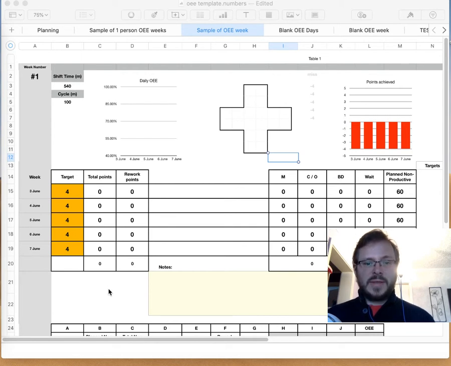Today we're just going to look at the overall effectiveness week sheet that we work with. This is our standard worksheet that we work with each week to then roll up. So each person will have one of these to work with, and we'll have agreed the targets based on the Scrum process in our Agile workflow.